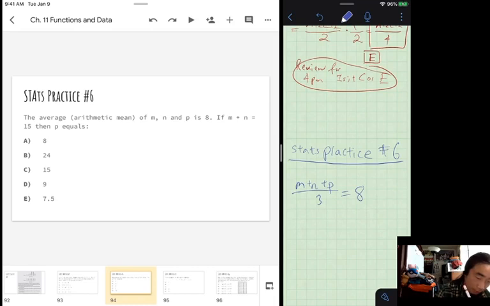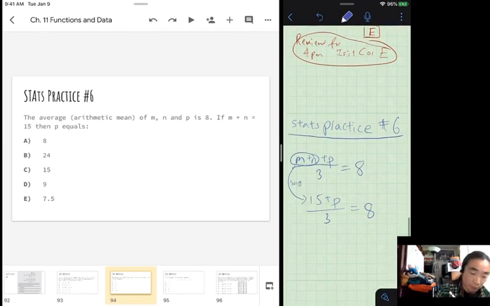Well, one substitution you can apply here. And so you know that's 15 plus p divided by 3 equals 8. Okay, sub. That's from the problem. Now you can just solve for p. Some undoing. Multiply by 3 on both sides. 15 plus p equals 24. P equals 24 minus 15, that's 9. That for sure is answer D.